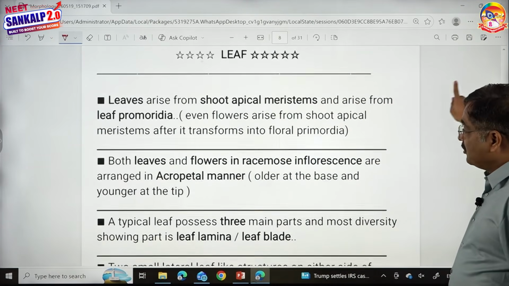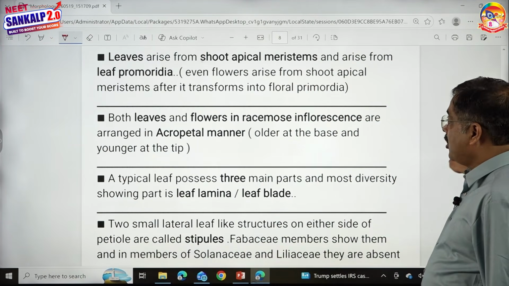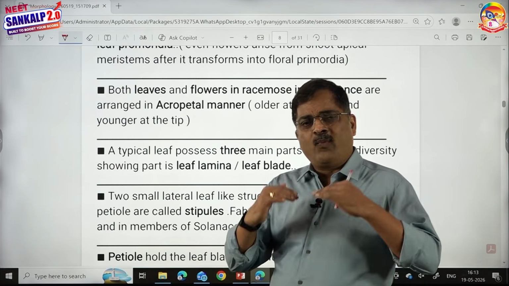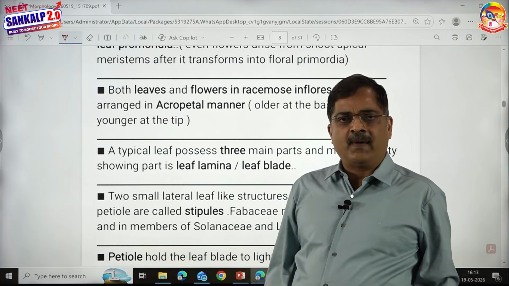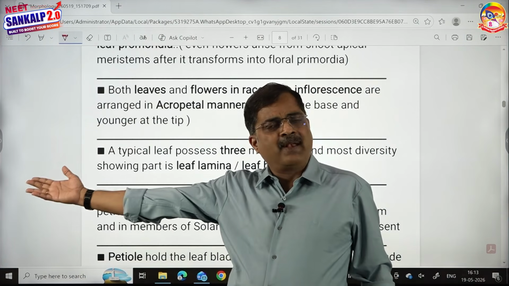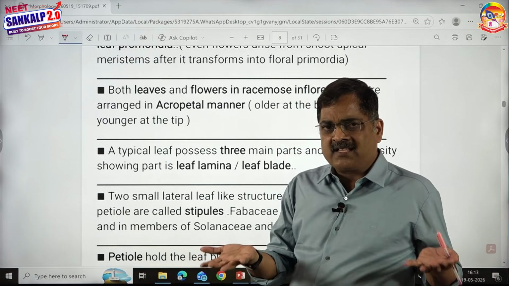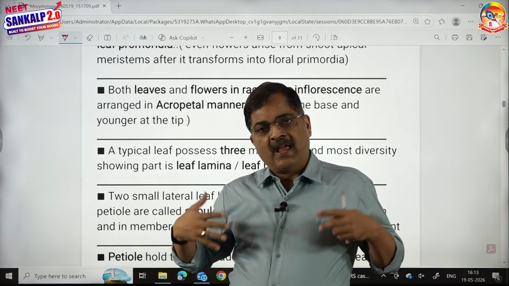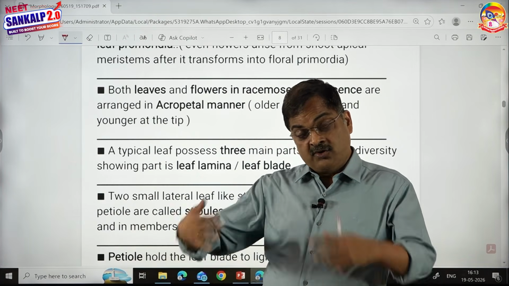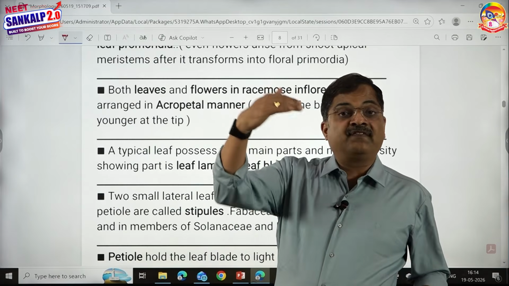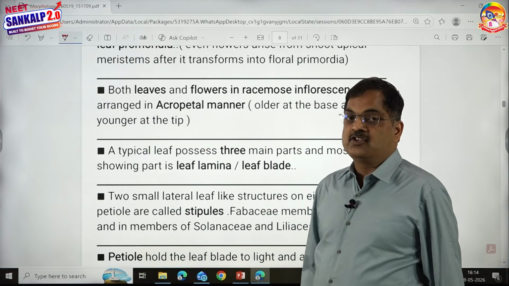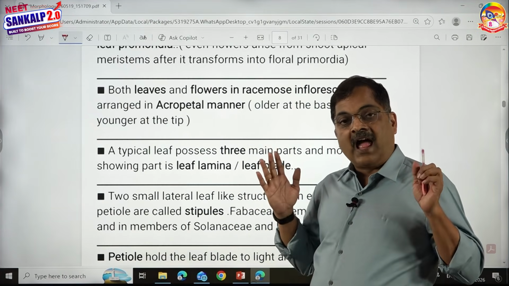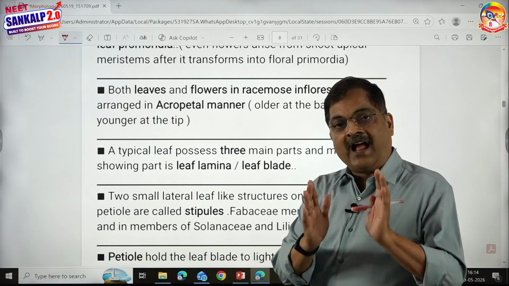All right. Then both leaves and flowers in racemose inflorescence are arranged in acropetal manner. You may ask me, what is acropetal manner? Older ones at the base, younger ones at the tip are said to be acropetal manner. Look at any branch, any plant, children. The older leaves will be at the base of the stem and younger leaves will be at the tip. Such type of arrangement is said to be acropetal. Even in racemose inflorescence, older flowers are present at the base, younger flowers are present at the tip. That is also said to be acropetal. So the leaves in the majority of plants and flowers in racemose inflorescence are arranged in acropetal manner.